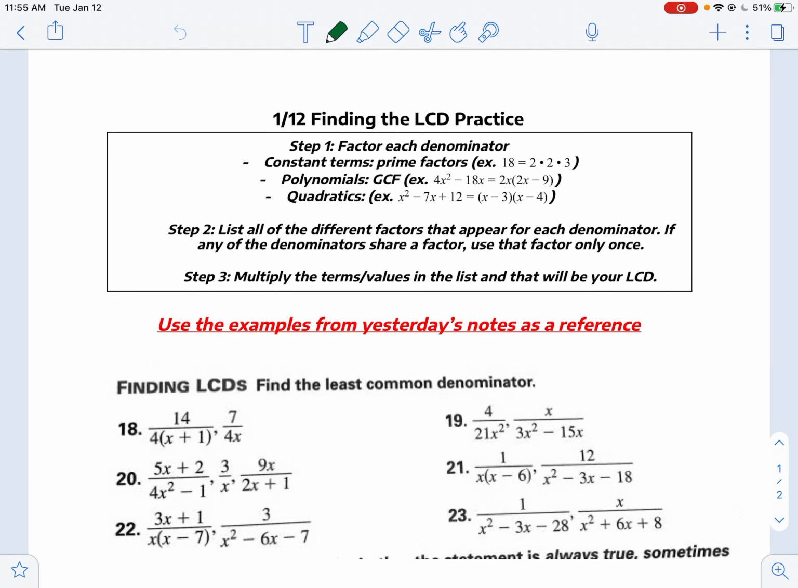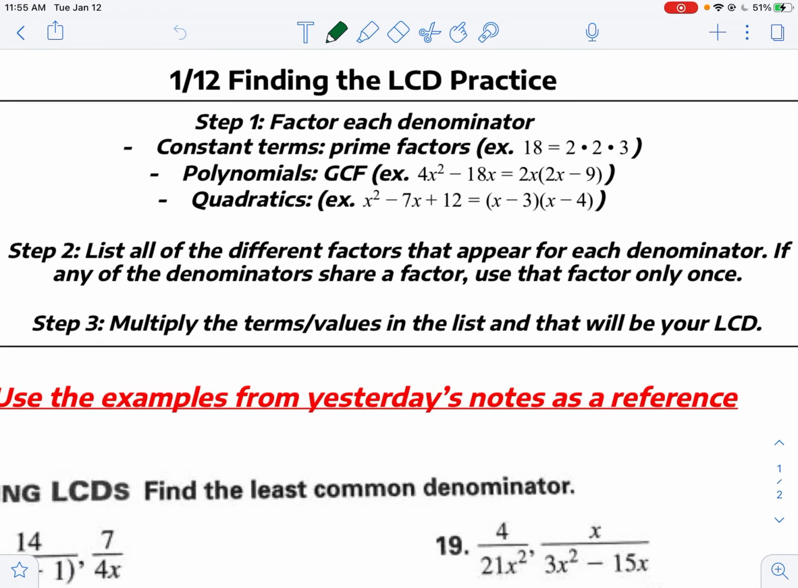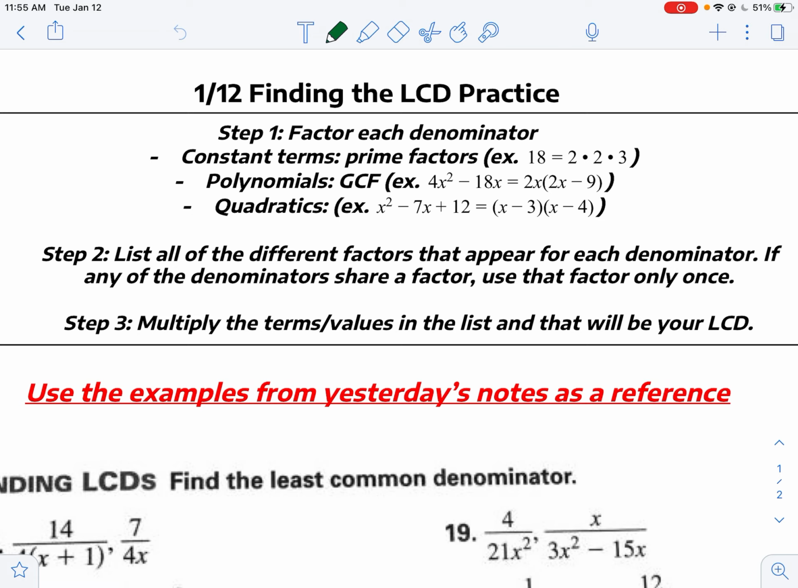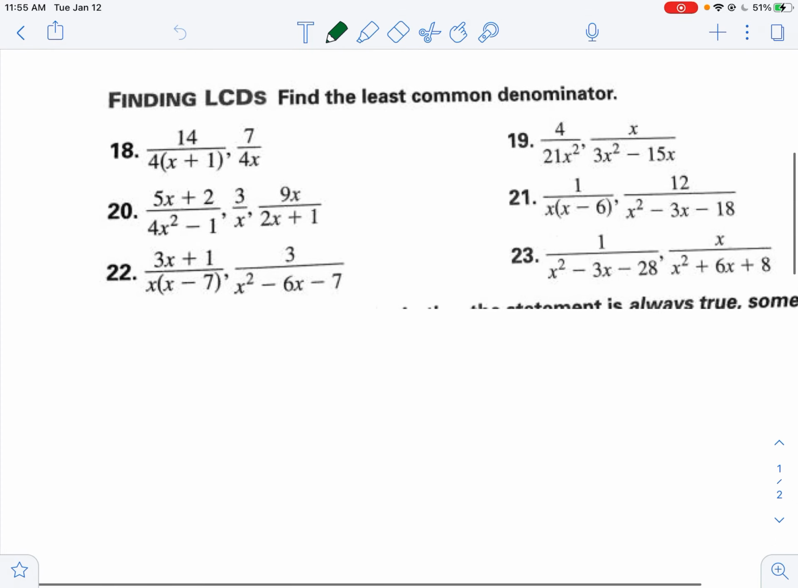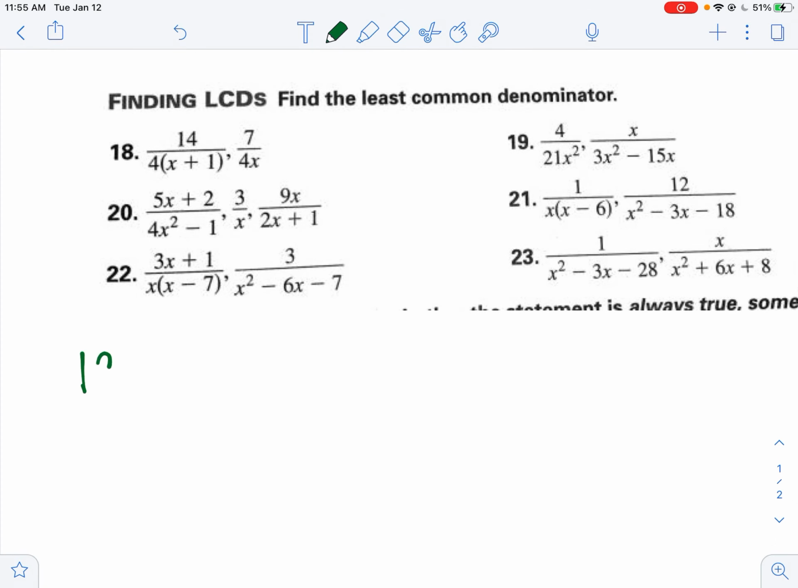All right, so for today's class, we're doing finding the LCD within rational expressions. So I'm going to go over a few practice problems to give you guys some perspective on this. Notice at the top here, I have the steps written out. So we'll revisit those so that way you know how to go about doing these problems. We're going to start out with number 19. Number 19 is a bit of a tricky one. So we're going to try number 19.